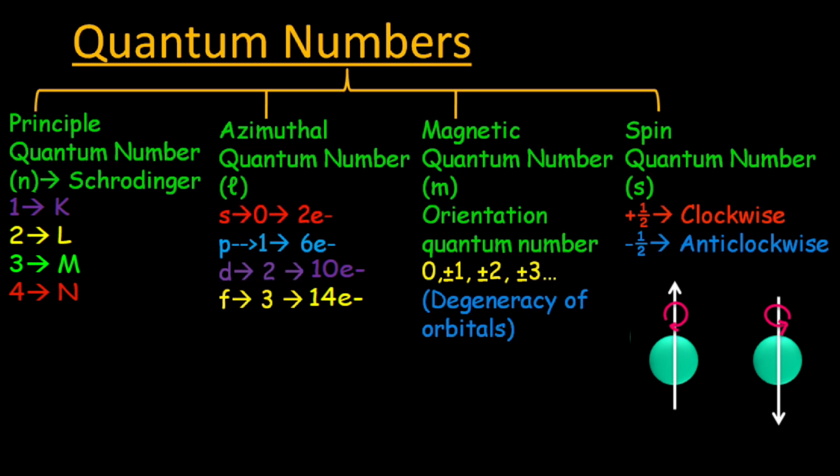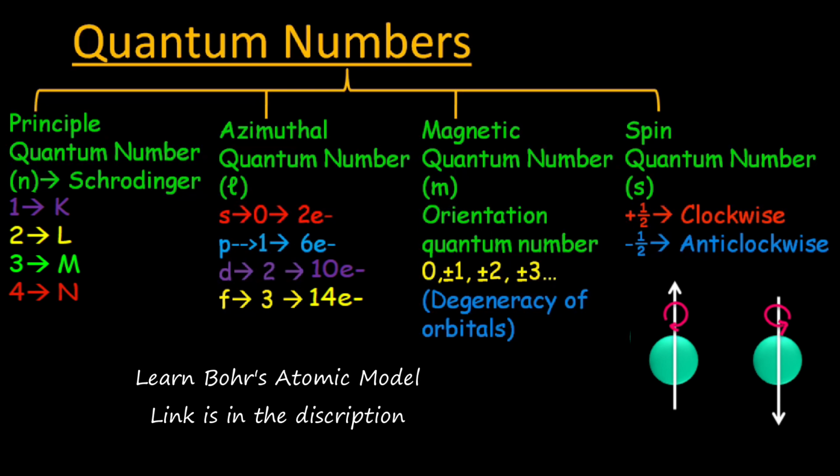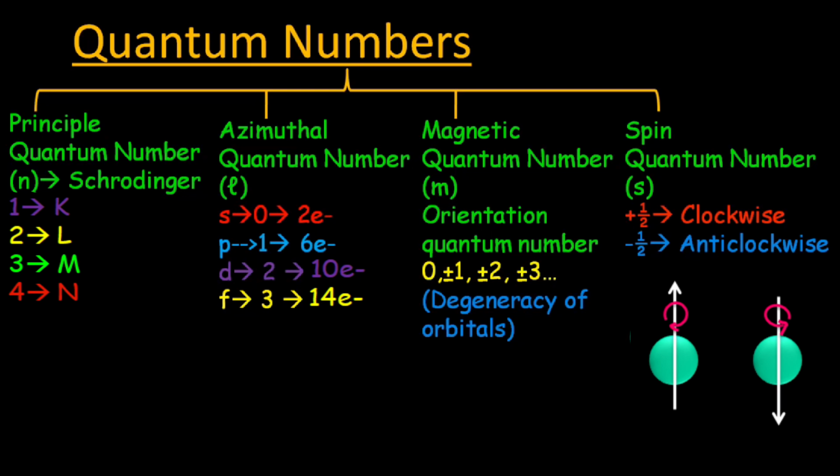It was firstly used by Schrödinger. It is represented by n. In the Bohr's atomic model, the concept of shell was given that outside the nucleus there are certain energy levels. In these energy levels, the electrons revolve. So these energy levels or shells are defined as 2D spatial areas outside the nucleus.